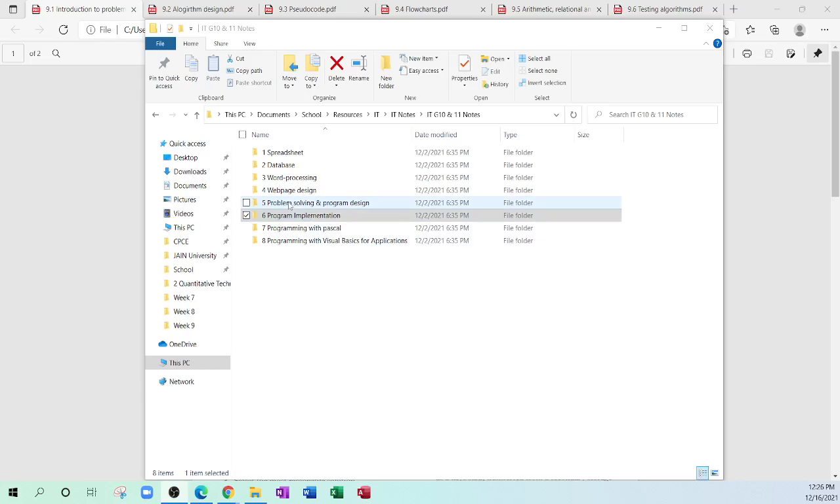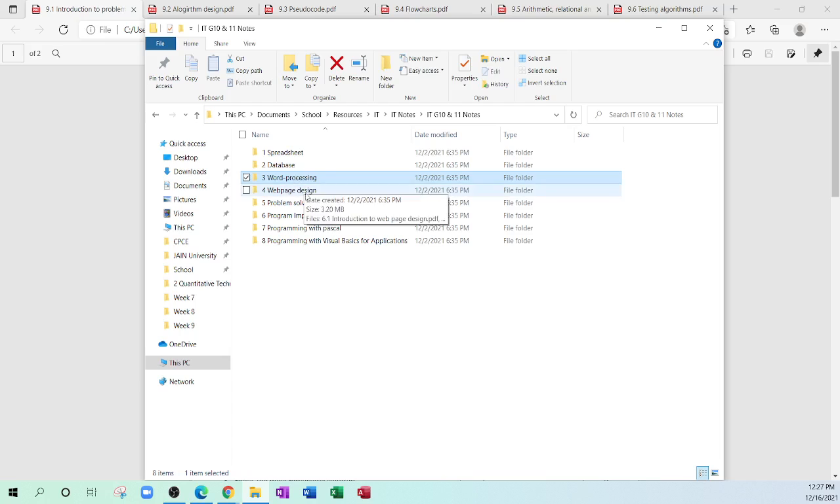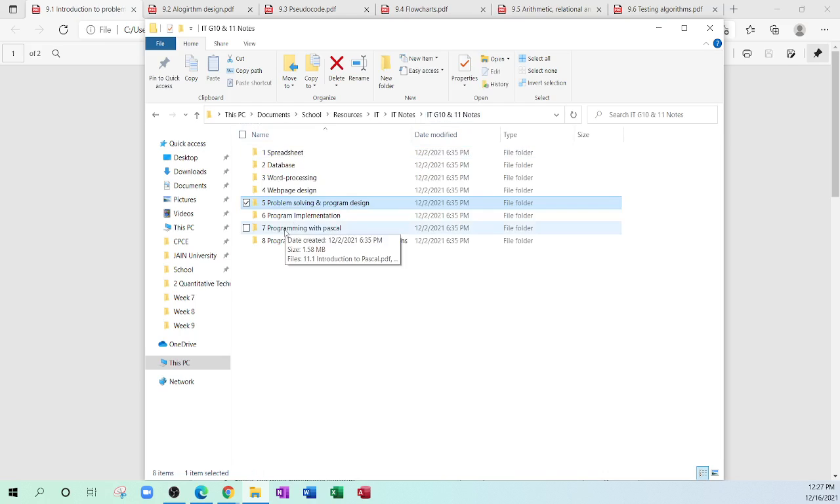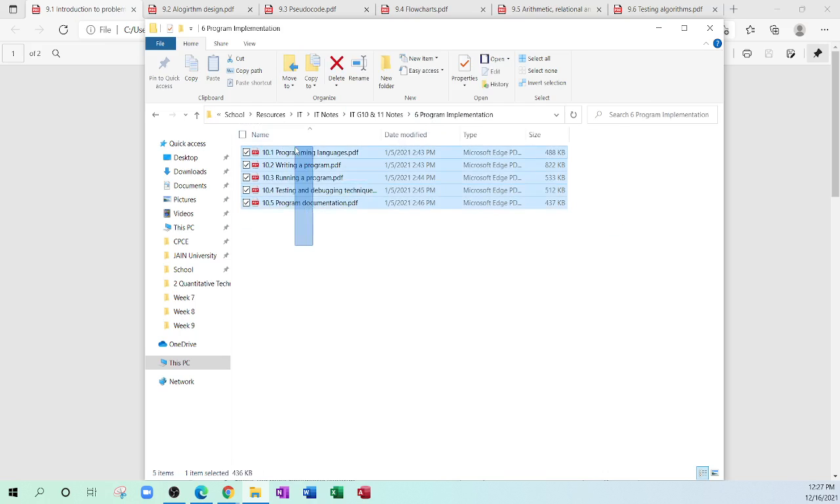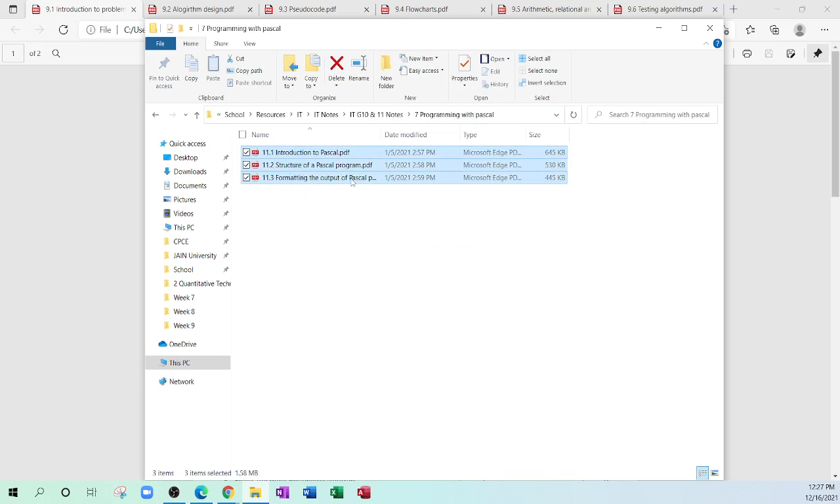As I was saying, we're basically going to be covering three chapters. The first is problem solving and program design. You should know we already covered spreadsheet, database, word processing, web page design. So we're going to start with problem solving and program design. There are six chapters for that part. Then we have program implementation, which has five chapters. And lastly, programming with Pascal, which has three.